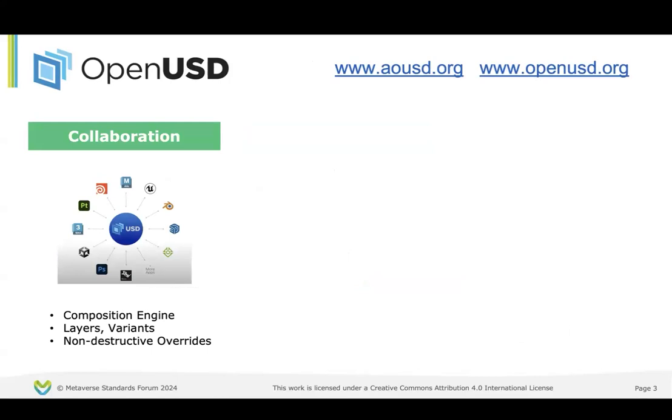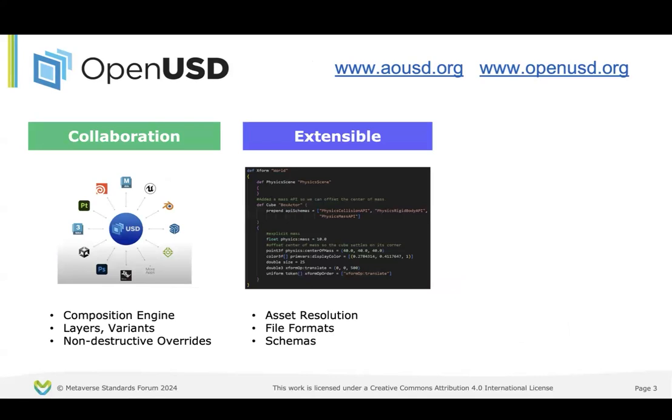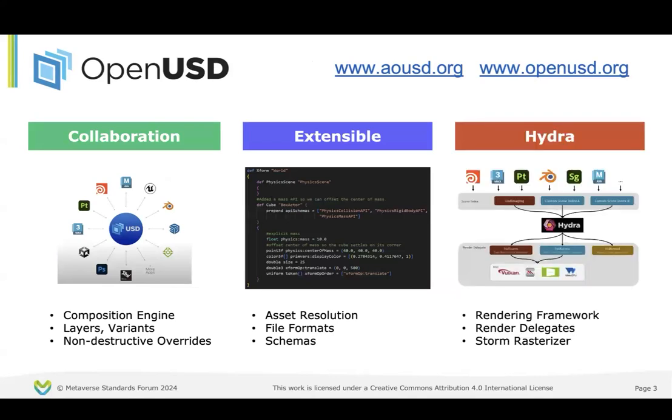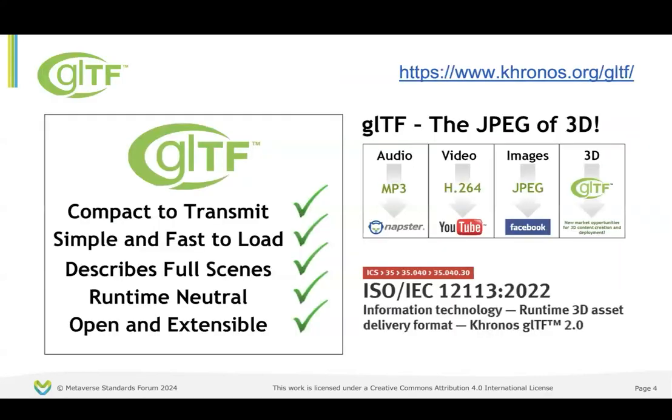USD is of course well known to this group. It really shines when it comes to collaboration: the layers and variants and non-destructive overrides. It's very extensible with custom schemas and file formats and asset resolvers and so on. It also has the Hydra rendering framework. So OpenUSD is much more than just a file format. glTF, the slogan from the very start has been the JPEG of 3D. I think that still holds up really well. It's a good way to think about it. It's really compact to transmit, simple and fast to load. It is also extensible, maybe not to the same extent as something like USD.